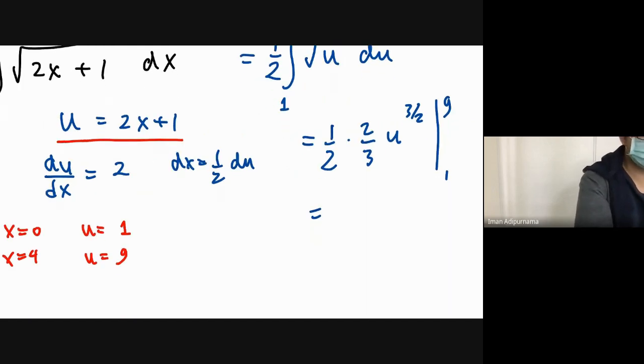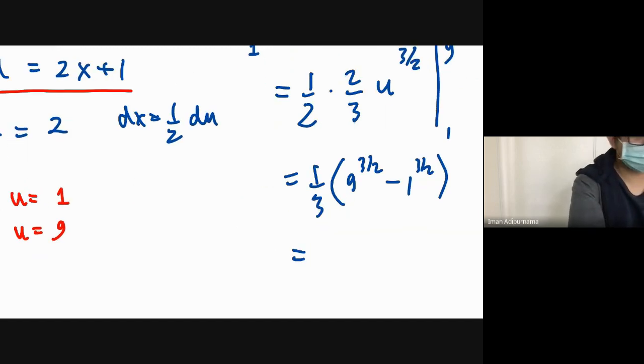This will result in 1 over 3 times 9 to the 3 over 2 minus 1, or this will be the square root of 27. One should be 26 over 2, right? Over 3, sorry.